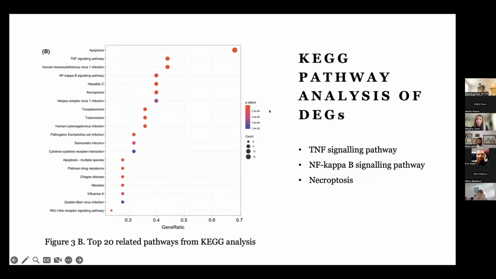Also, KEGG pathways analysis here shows the 20 related pathways for the same number of genes analyzed in the previous analysis, and the TNF signaling pathway, NF-kappa B signaling pathway, and necroptosis pathway from this analysis are the most relevant for this study. The others are not that relevant for the effects that we explored in this study.